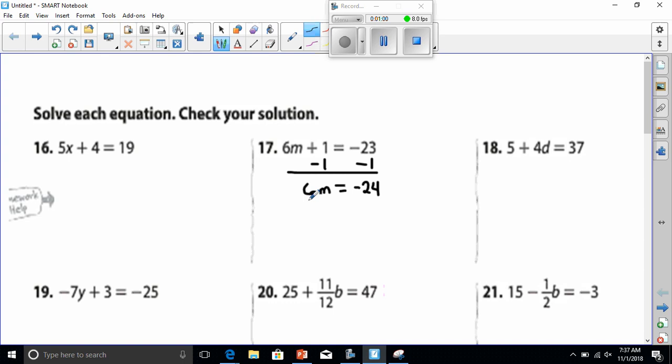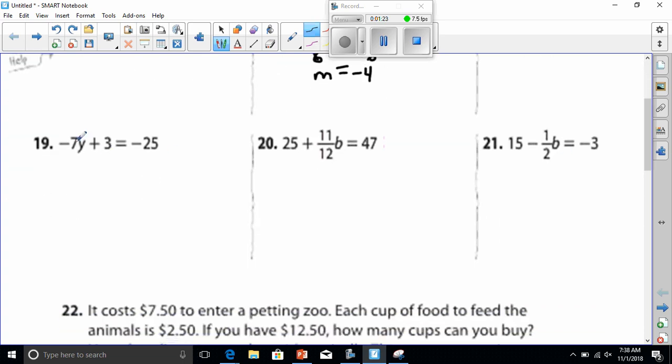6m equals negative 24. I divide 6 from 6m because I'm multiplying 6 to m, which means I have to divide 6 out to get rid of it. Whatever I divide from one side, though, I have to divide from the other. And now m is left alone. That leaves me with negative 4. And that's my answer. Let's move on to number 19.